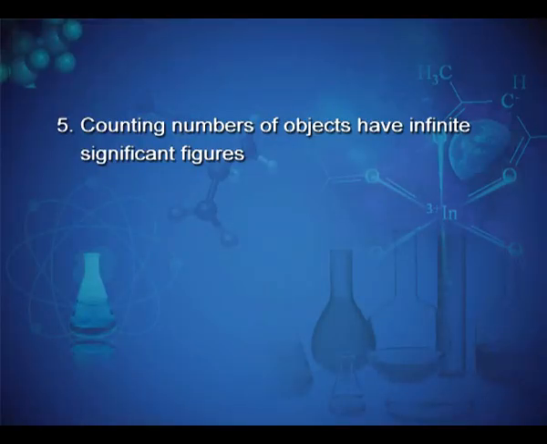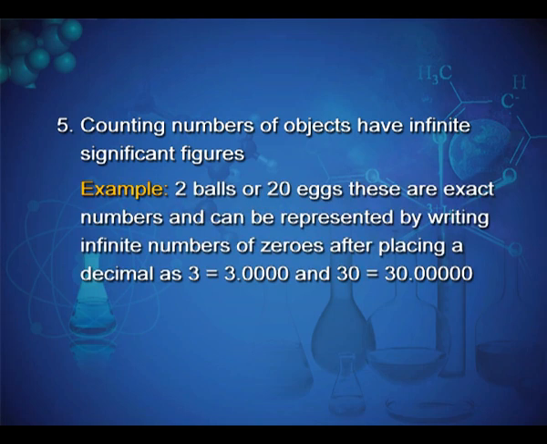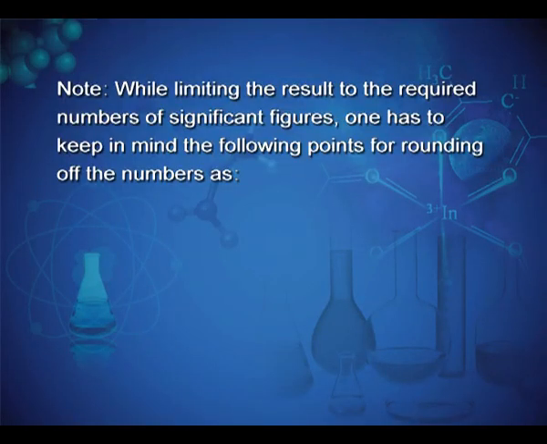Now the fifth rule of significant figures: counting numbers of objects have infinite significant figures. Example, 2 balls or 20 eggs. These are exact numbers and can be represented by writing an infinite number of zeros after placing a decimal, as 3 is equal to 3.0000 and 30 is equal to 30.00000.